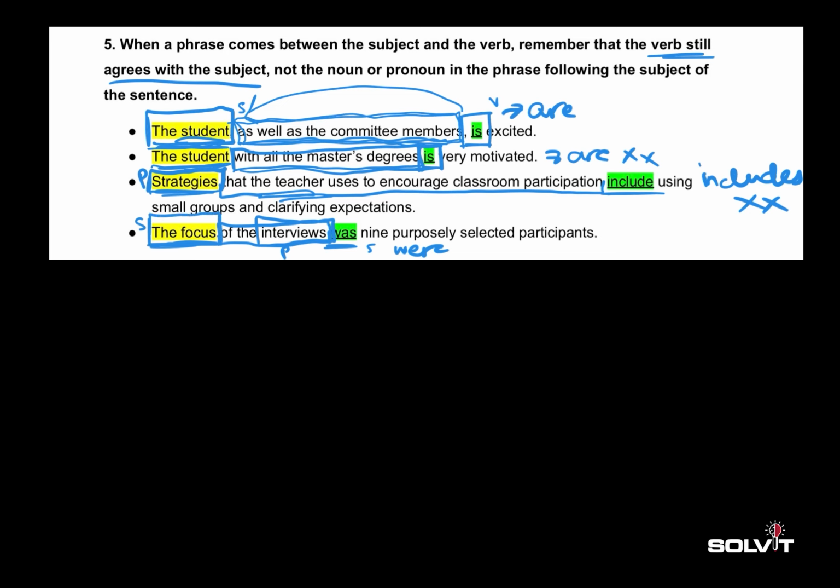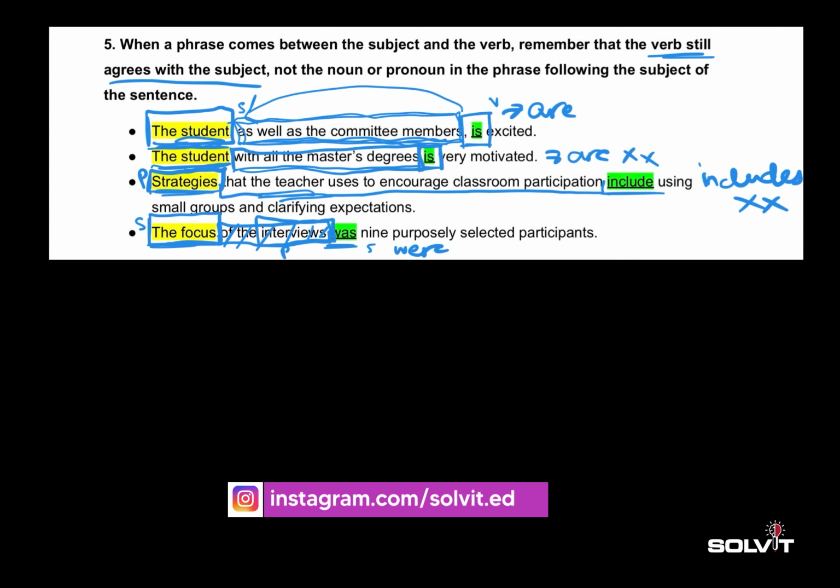Okay, so as long as you know how to identify the subject of your sentence, you'll be good to go. And whenever, once again, you're faced with such a situation, just remove the phrase in the middle, pretend like it's not there, just cancel it out, and read the remaining sentence. And it should make sense. So I can't say that the focus were 9 purposely selected participants. That's incorrect. The correct sentence is: the focus was 9 purposely selected participants.